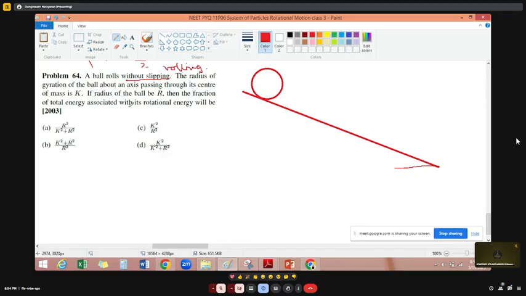And the fraction of the total energy associated with its rotational energy. Yes, so that means they're asking you the fraction of total energy associated with its rotational energy. Yeah, they confuse this wording a little bit. So what they're asking is fraction is equal to rotational energy divided by total energy. What is rotational energy? Rotational kinetic energy.